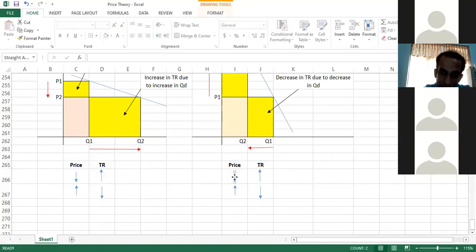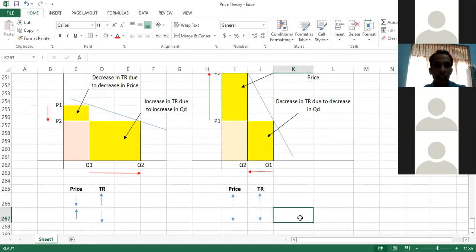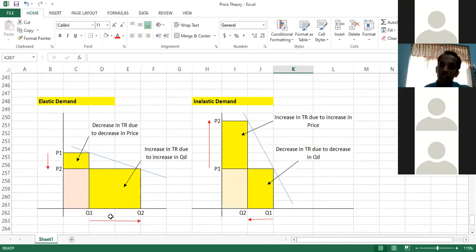Actually, in order to increase revenue, what should they do? They should increase the price. But if they decrease the price, total revenue will decrease. So we can identify here there is a positive relationship between price and total revenue, but here it is negative. So this graph indicates very clearly the same pricing strategy cannot be applied to all the products.